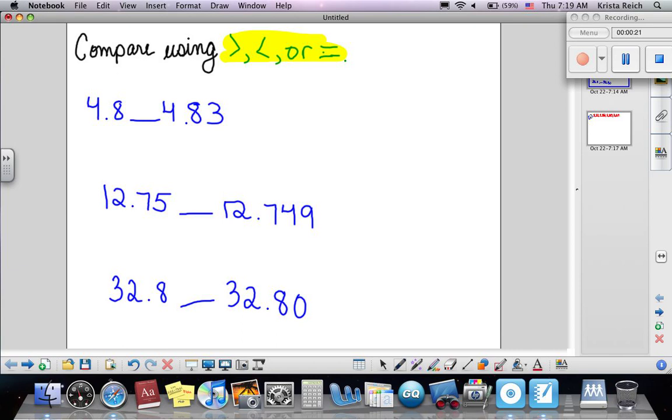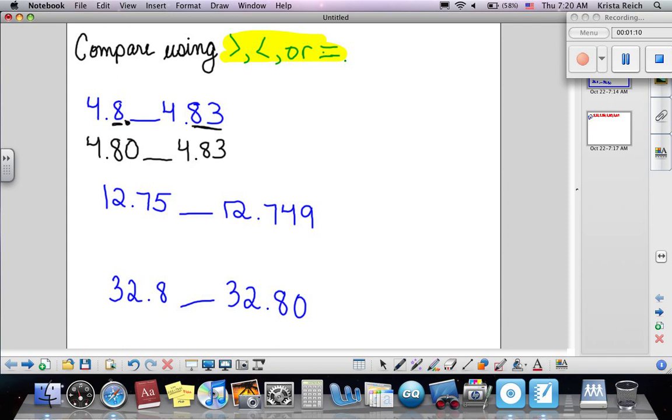Alright, so if we look at the first example, we have 4.8 and 4.83. The first thing I notice is that my 8 is in the tenths, and here I have 4.83, which is 83 hundredths. My biggest hint to you all is to try to annex zeros to make the place values the same. So I want to add a 0 to the end of the 4.8 to make it into the hundredths. When you annex zeros to the end of any decimal, it does not change the value of the decimal. I think that's important to note. In this one, we're going to leave it the same.